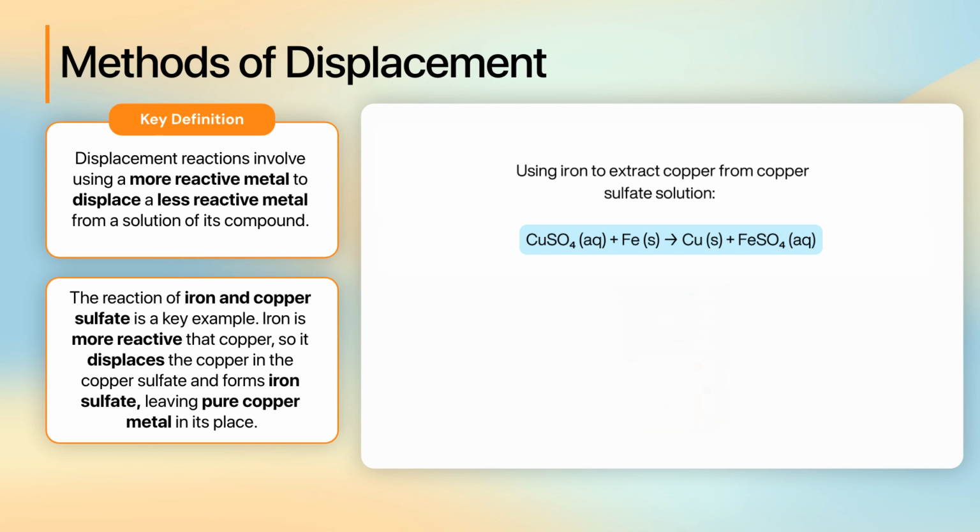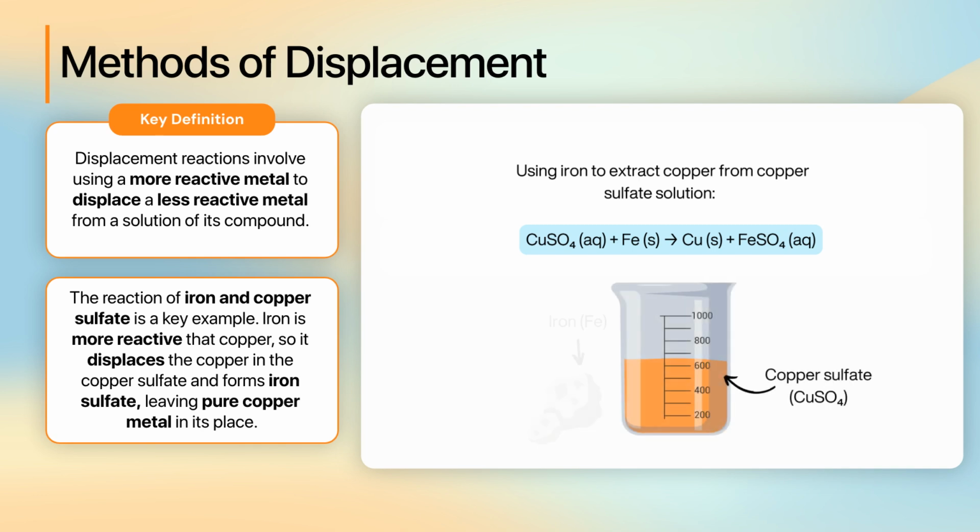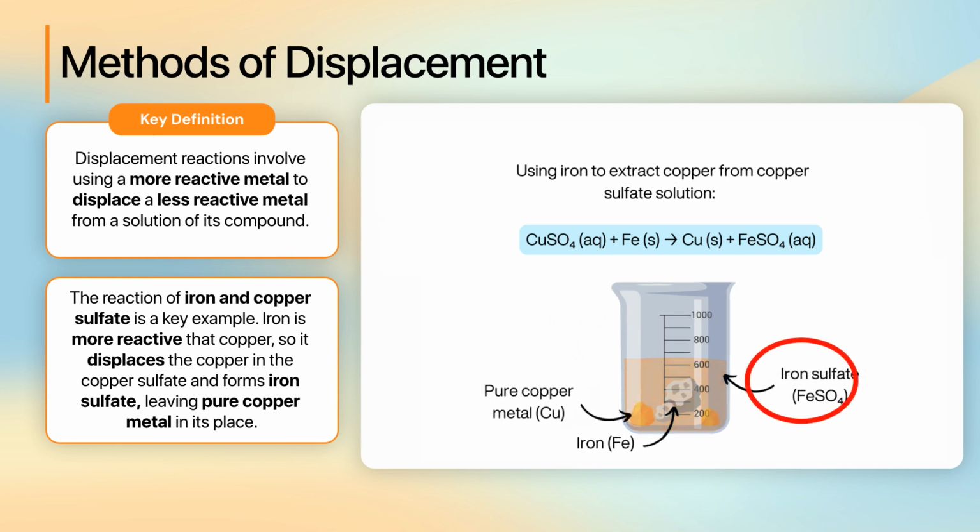In this reaction, copper sulfate is in a solution form and iron is in its solid state. When scrap iron is added to the copper sulfate solution, a chemical reaction occurs. The more reactive iron displaces the copper, forming iron sulfate, or FeSO4, and pure copper metal, Cu, which is deposited as a solid.